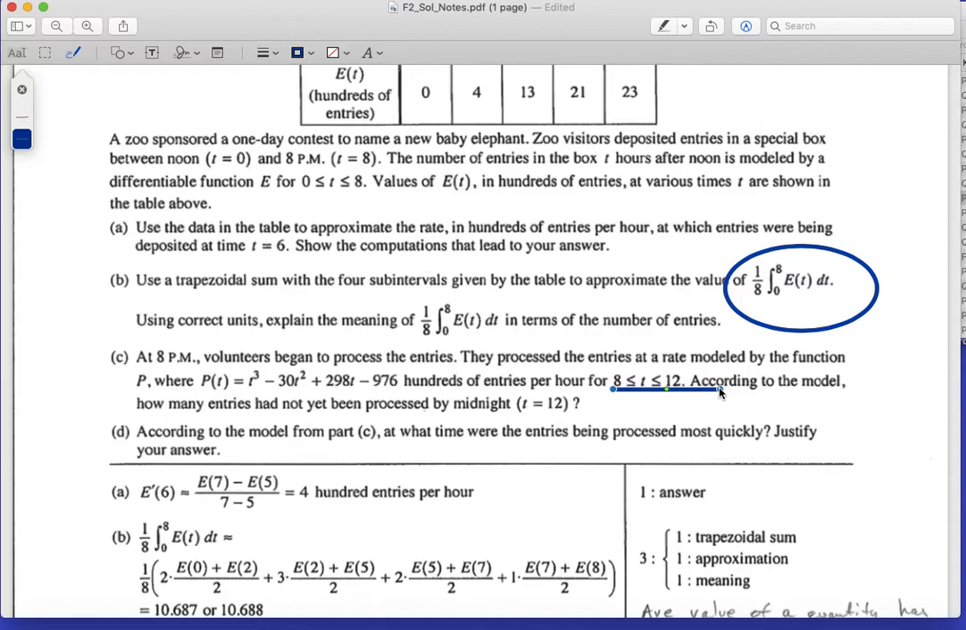Time equal 12. Okay, well, I don't know how many entries were processed just from this, because that's the rate of change. How do you find the number or the quantity when all you have is the rate of change? Well, you really can't. What you can find is the change in quantity by integrating the rate of change. So the integral of this p function is the number of entries that got processed between the 2 times of that integral. It's the difference in the number of entries that were processed during that time.